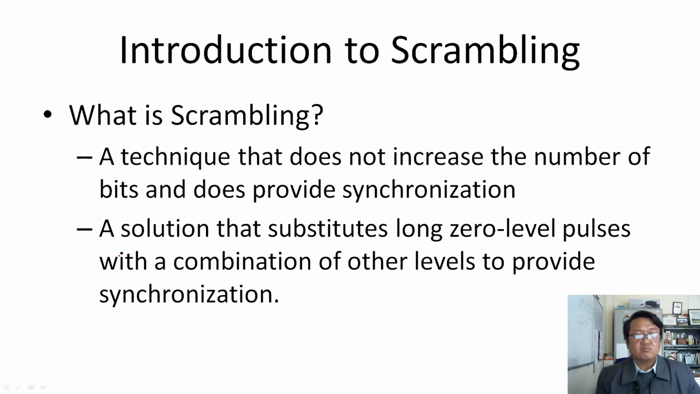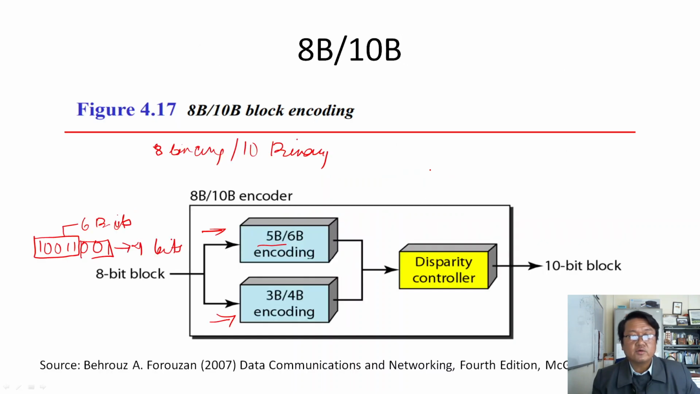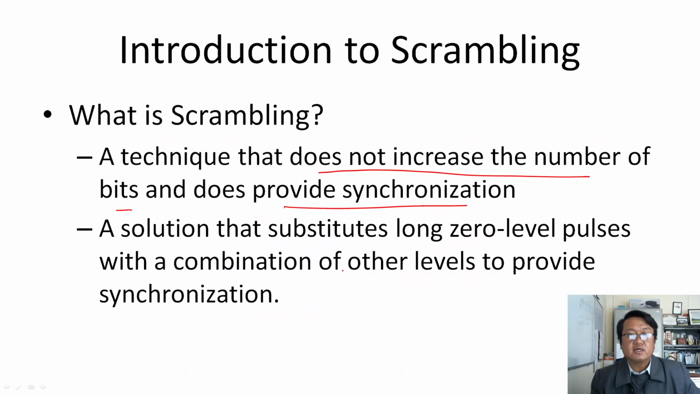What is scrambling? Scrambling comes out due to the necessity to have a technique that does not increase the number of bits, but provides synchronization. That means we need a technique that provides synchronization without increasing the number of bits. But in case of block coding, we already said that the number of bits is increased. 4 bits becomes 5 bits. So that is the disadvantage. Now here, without increasing the number of bits, can we provide synchronization?